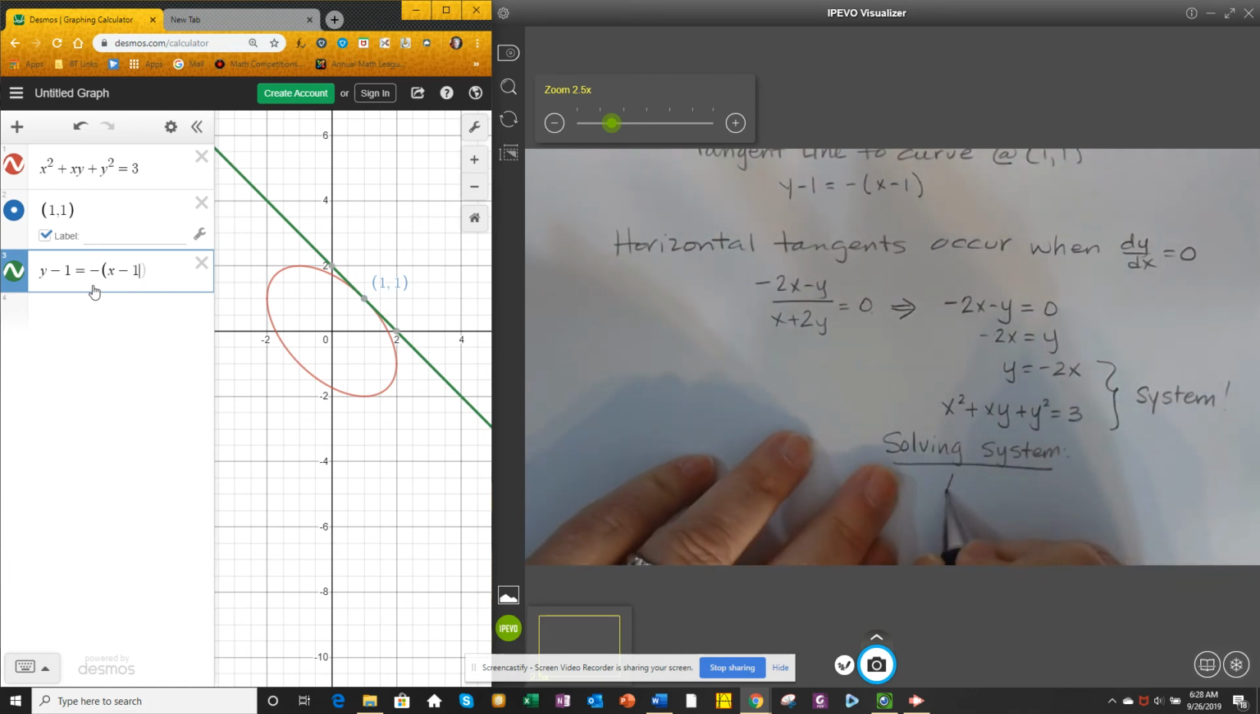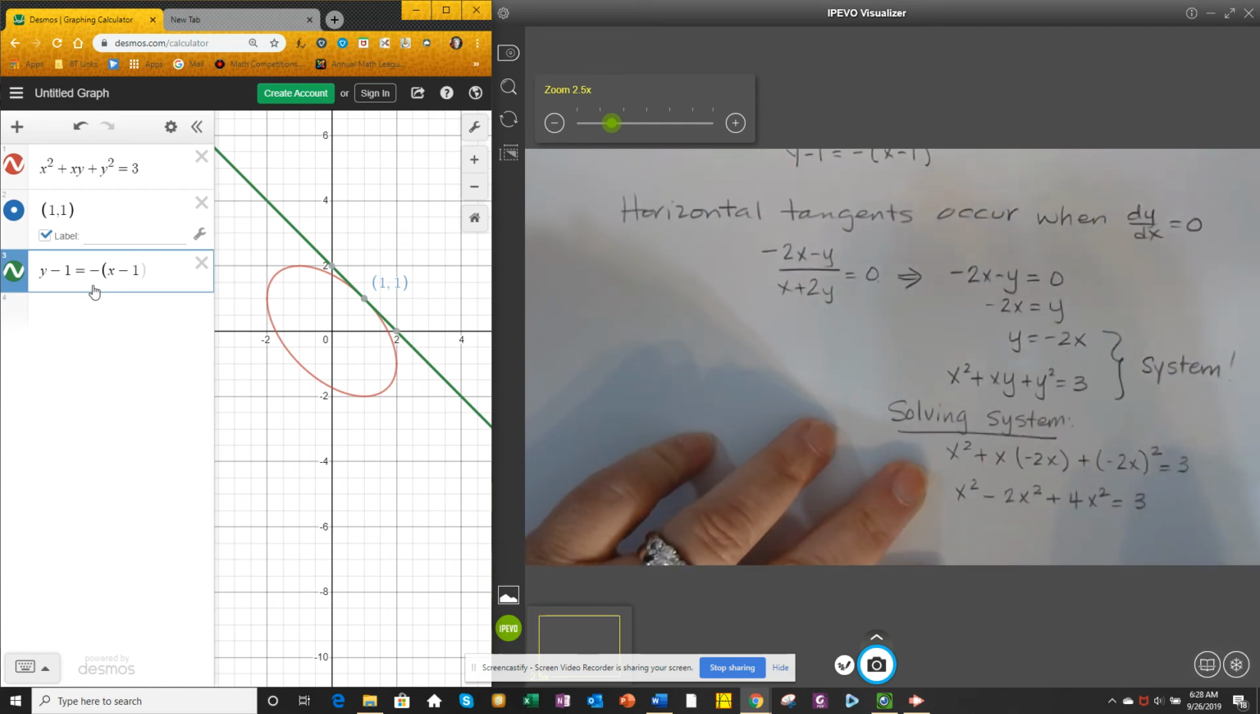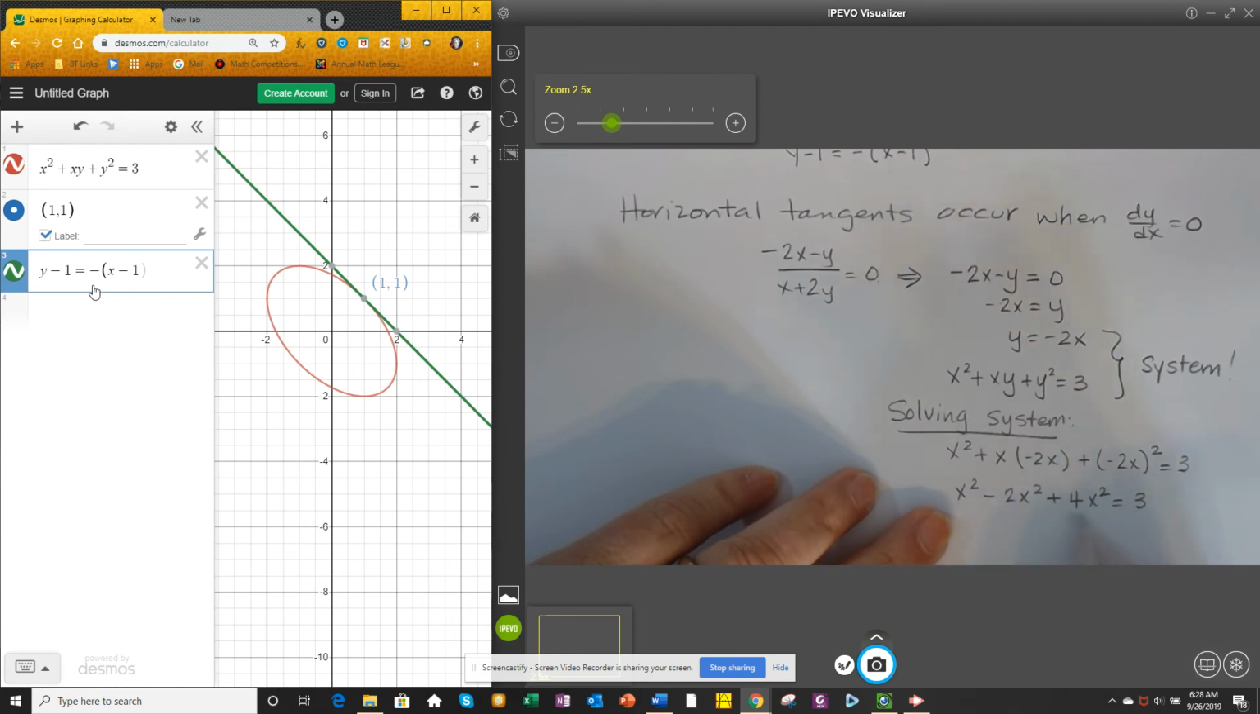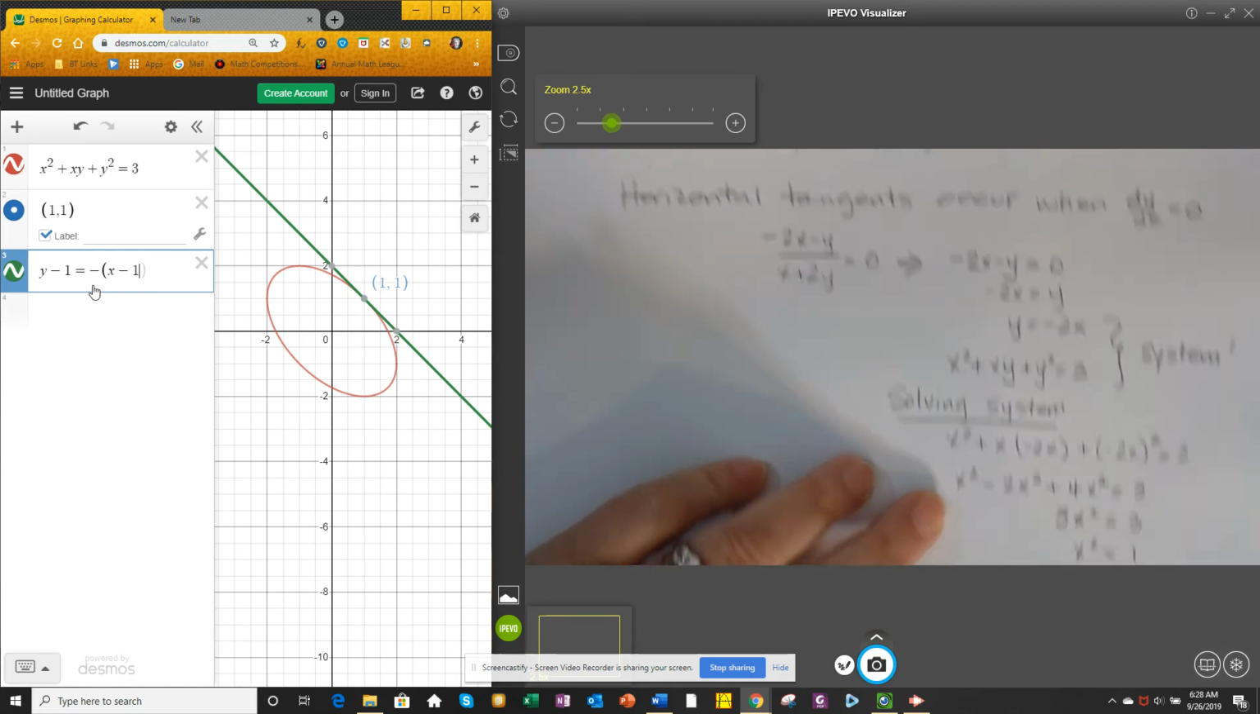Okay, to do that, we get x squared plus x times negative 2x, because that's y, plus negative 2x quantity squared equals 3. So let's do some math here. So this is x squared minus 2x squared plus, if I square both of these, I get 4x squared equals 3. And so I'm going to get 3x squared equals 3, because this would be 5 minus 2, okay? So we get x squared equals 1, and x equals plus or minus 1.